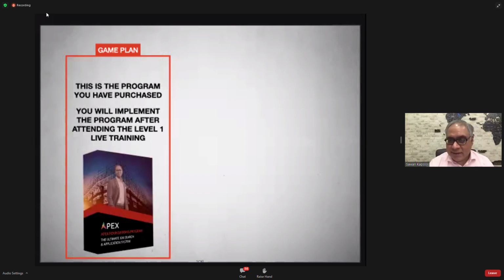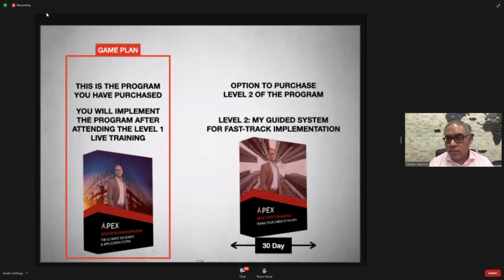Now, please understand this. I also have a level 2. And the reason I created a level 2 is because the number 1 piece of feedback that I get from my students is that, sir, it is not that we don't understand it or we don't have the time. The problem is we don't have the discipline. We don't have the personal accountability to run a high quality implementation. That's the number 1 piece of feedback that I get. That is why I created a level 2.